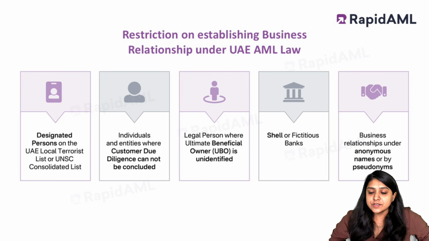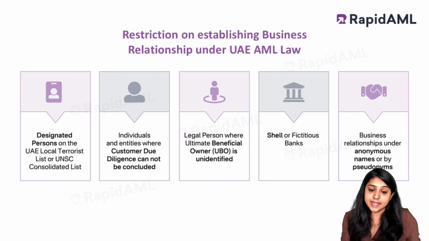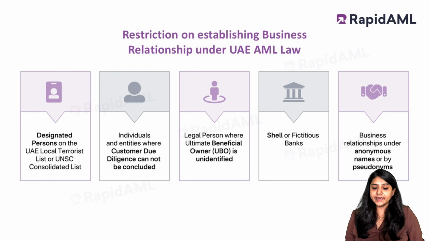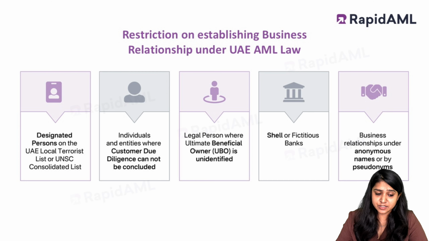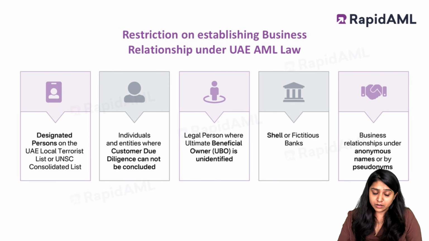Okay, so the next part: restrictions on establishing business relationships under UAE AML law. The law tells us that there are certain relationships, or I would say parties, with whom we are not allowed to establish a business relationship. We should not onboard them as our customer. Now, designated persons in the UAE local terrorist list and UNSC consolidated list. So basically, the sanction lists which are mandatory in the United Arab Emirates, we should not onboard them.